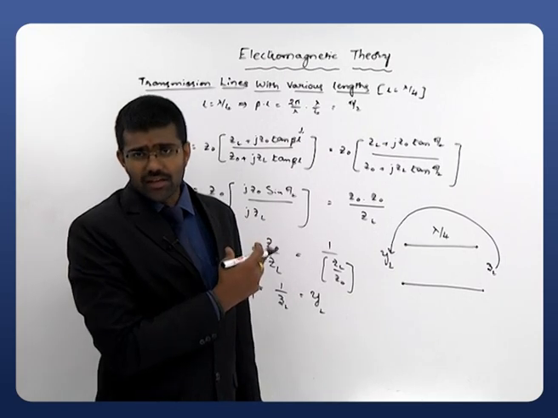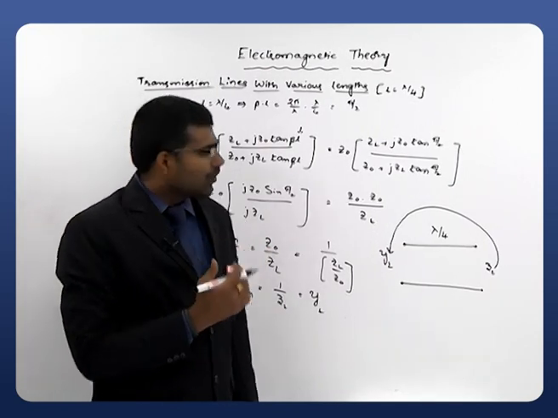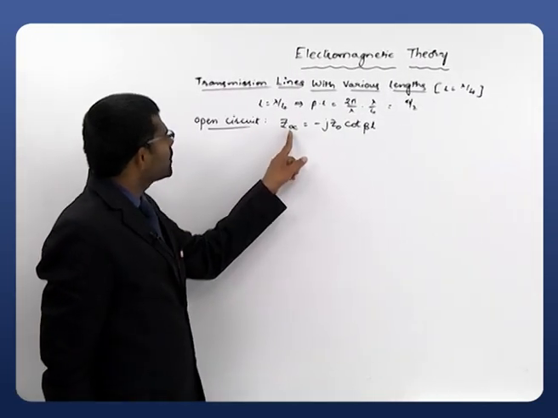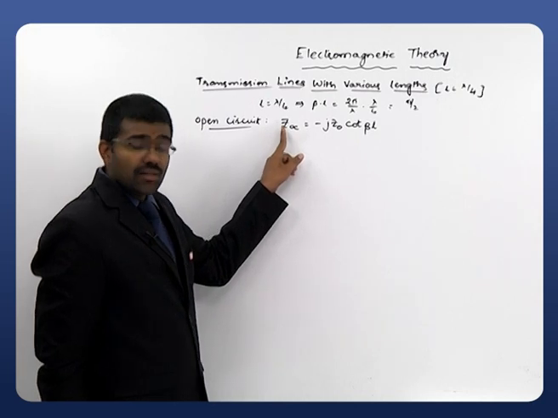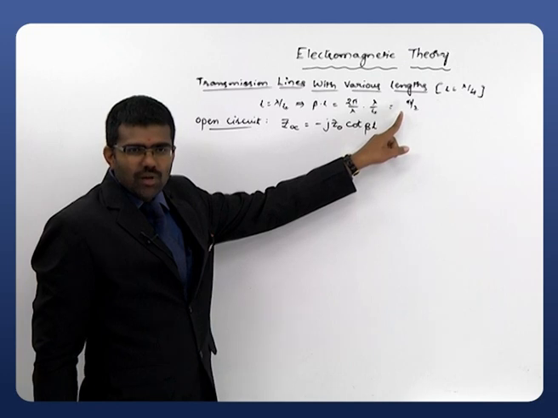Here I am taking the general case. If I take the open circuit case, if I take the short circuit case, just observe. First I will take the open circuit case. Now just consider the open circuit case. Z0 I am considering for our transmission line. The length is lambda by 4. The electrical length is pi by 2. That's what I am considering.